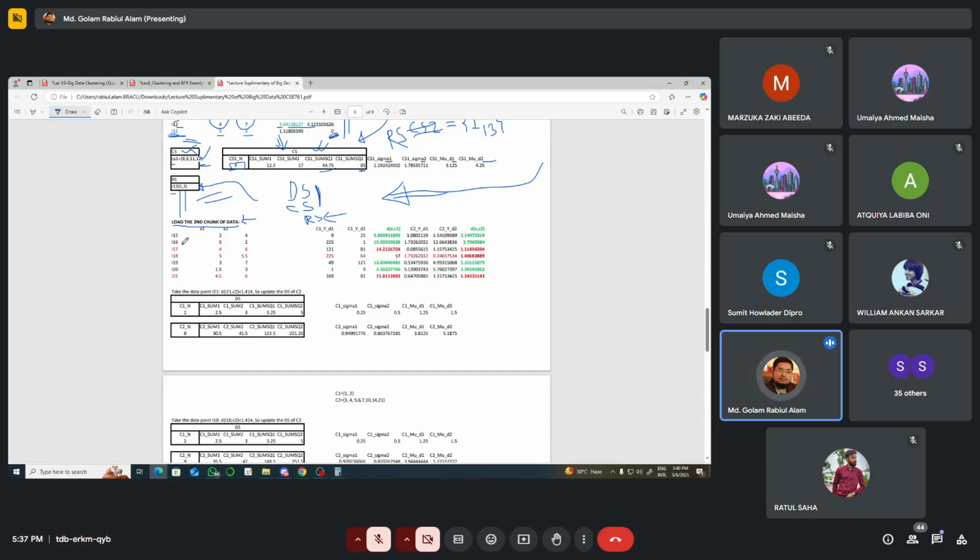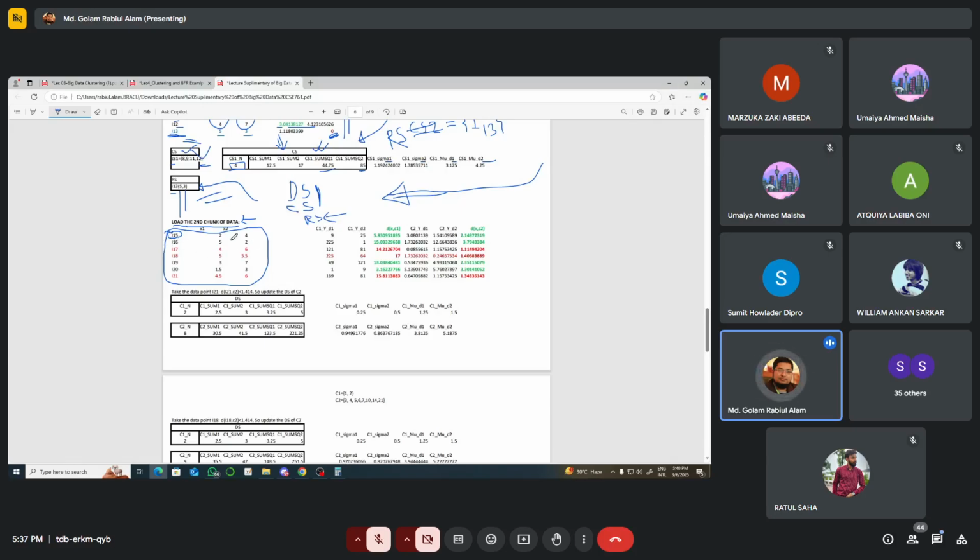And then we can see that, consider that in our second chunk, we have I15, 16, 17, 18, 19, 20, and 21. So this is our second chunk of the data. Then again, for each and every data point, we have to find out the Mahalanobis distance. And we know how to calculate the Mahalanobis distance. I think no need to discuss it again.